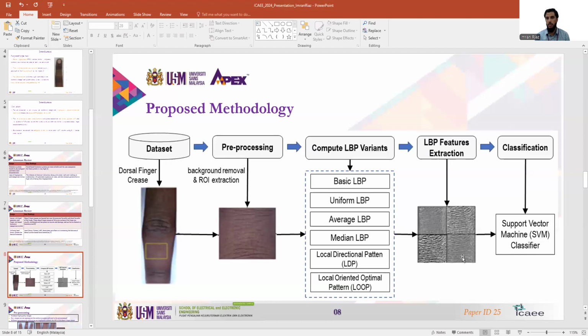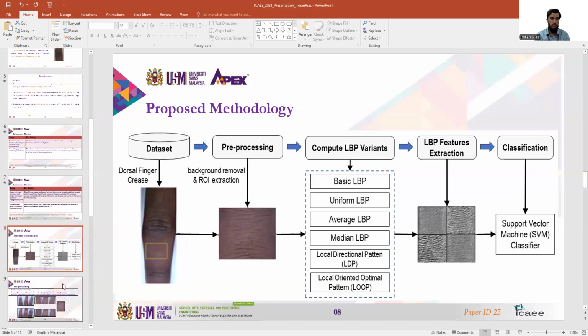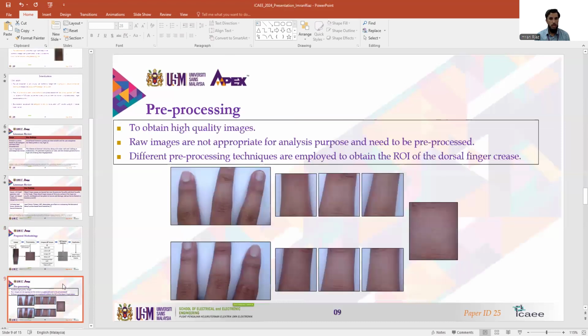This is the LBP image. And after obtaining these features, histograms of these images, we use the SVM classifier for the classification purpose to evaluate the performance. So in the next slides, I will explain this section one by one in more depth. First of all, after data acquisition, we have the pre-processing.